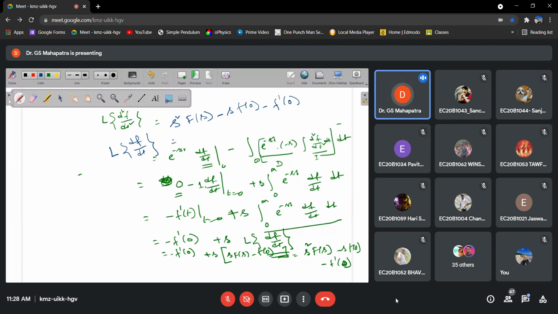But actually from the earlier page we can write s into F of s. What is the answer? f of 0, no? This one. Is it correct? The Laplace transform of df by dt is s into F of s minus f naught. Correct. So now I will go to the next page.